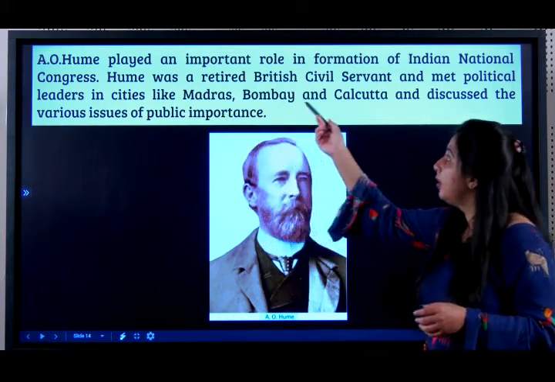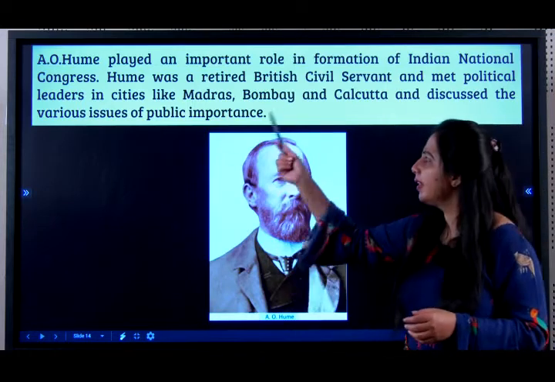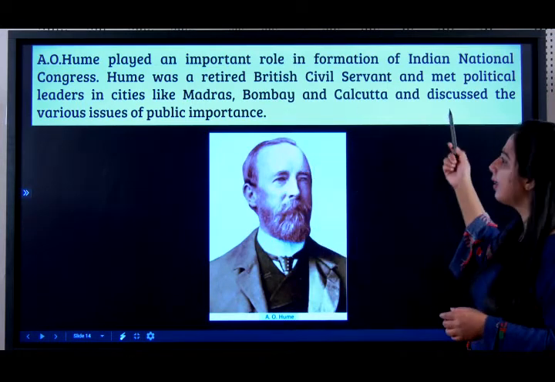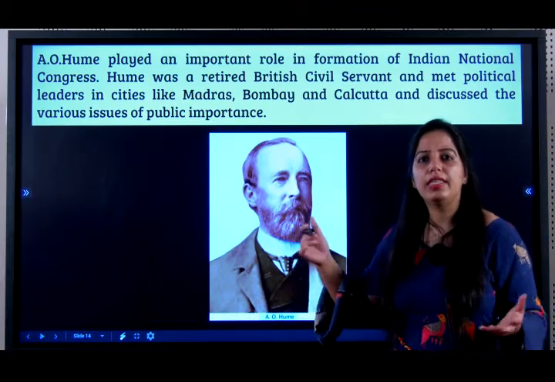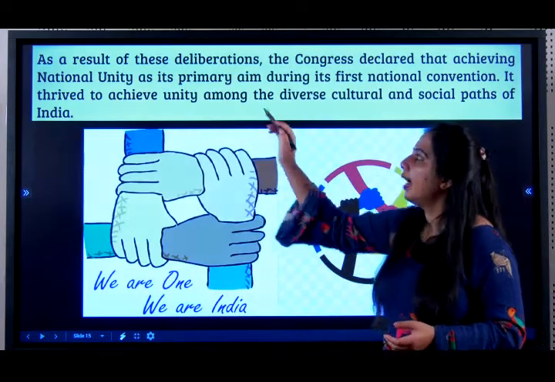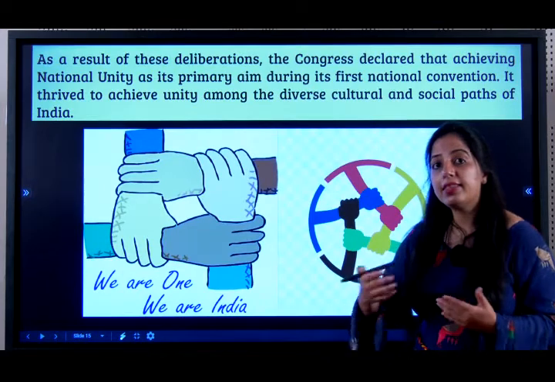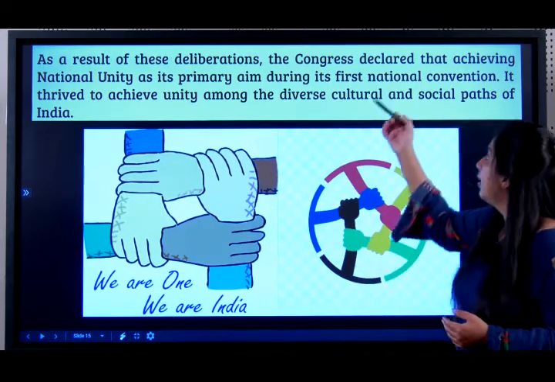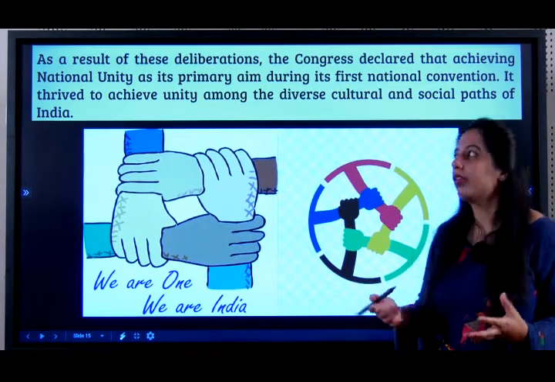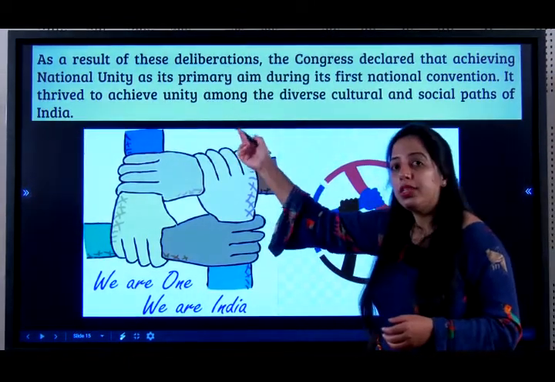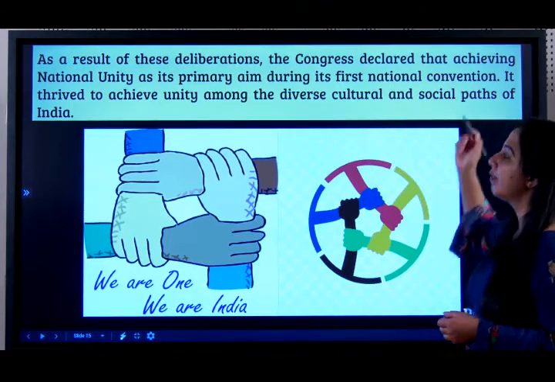Hume was a retired British civil servant and met political leaders in cities like Madras, Bombay and Calcutta and discussed these issues of public importance with all of these Indian leaders. As a result of these deliberations, when they discussed, these discussions were called deliberations, the Congress declared, what did they declare is the main aim of Congress? National unity as its primary aim during its first national convention.